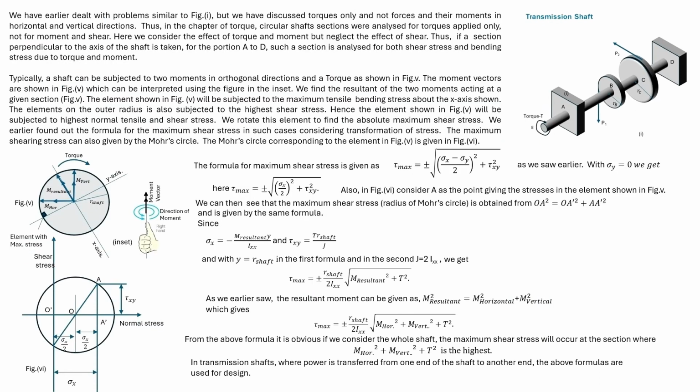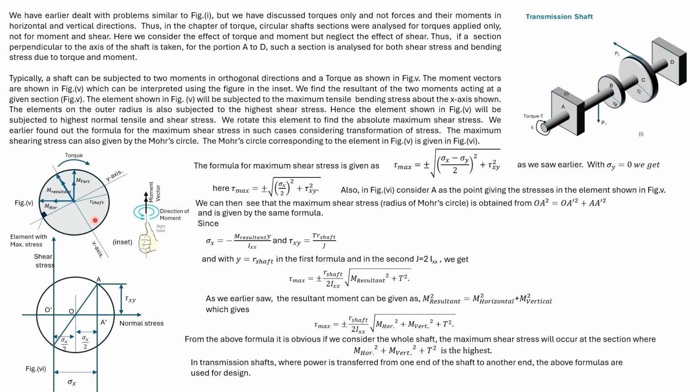In Chapter 3, we studied shafts subjected to torque only. In the last slide, we looked at shafts subjected to torque, shear in two perpendicular directions, and moment in two perpendicular directions. We'll now analyze such a shaft. However, we'll neglect the effect of shear. So we'll analyze the shaft for torque acting and moment acting in two perpendicular directions.